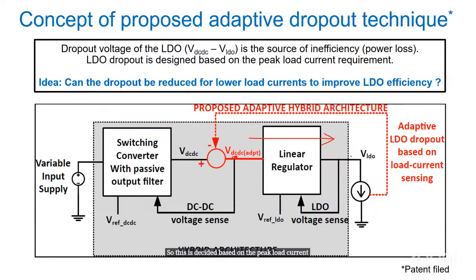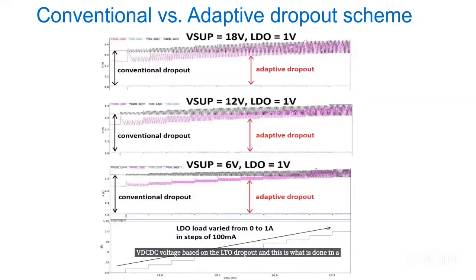In a 5G transceiver architecture or some of these loads, it is not always operating at peak load current. So we can reduce the DC-DC voltage lower, because you remember the efficiency improves when the VDC-DC is low for the system, from the math. When the output current is small, we can reduce the voltage. When the output current is peak, you can go back to the original value. So you can adapt the VDC-DC voltage based on the LDO dropout. And this is what is done in an adaptive hybrid architecture.